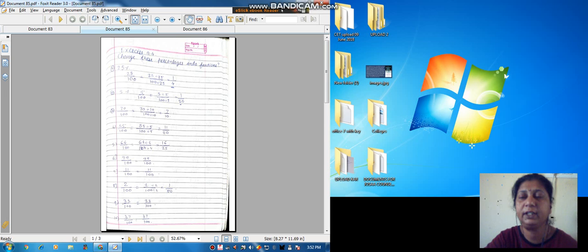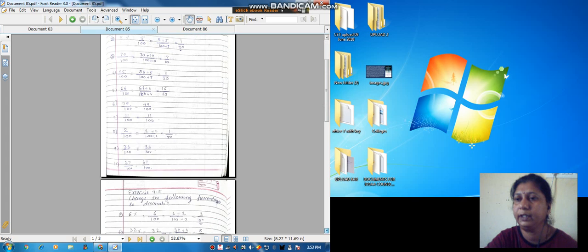Then 79 upon 100, as it is, because 79 और 100 को 1 के सिवा किसी से डिवाइड नहीं कर सकते, तो हम वो सेम ऐसे ही रखेंगे, right? Sorry, 11 upon 100, you have to write as it is. Then 2 upon 100, we have to divide it by 2, so it is 1 upon 50. 33 upon 100, we have to write as it is, and 37 upon 100 will remain as it is.